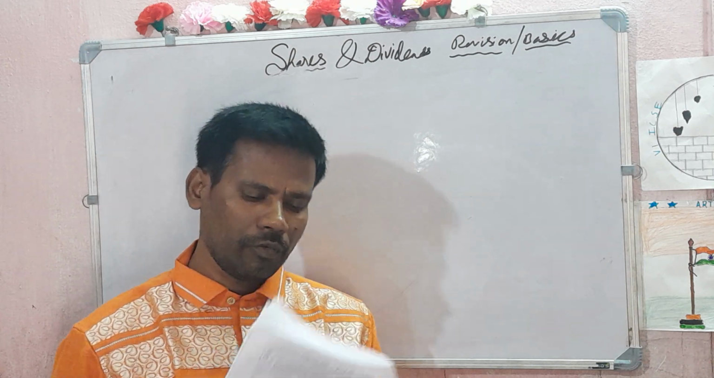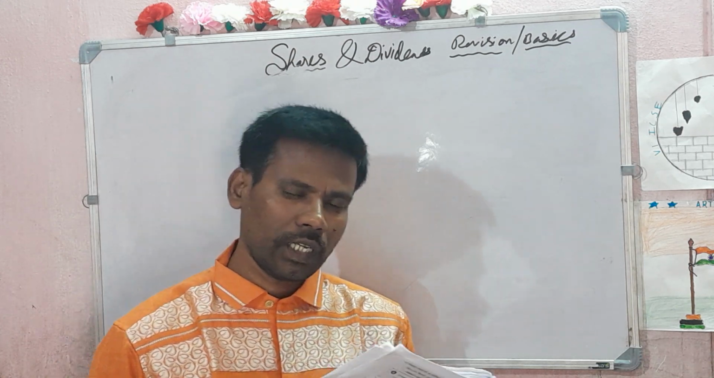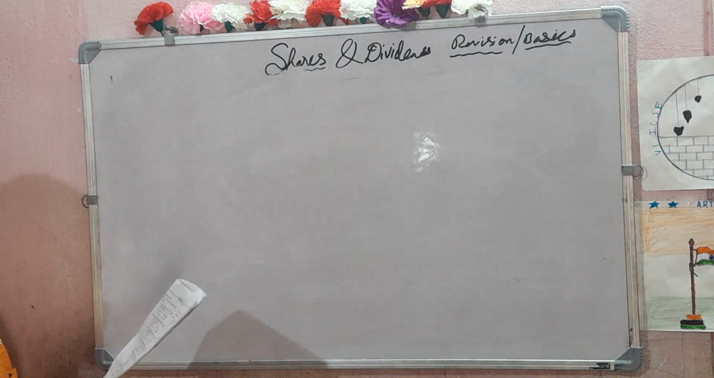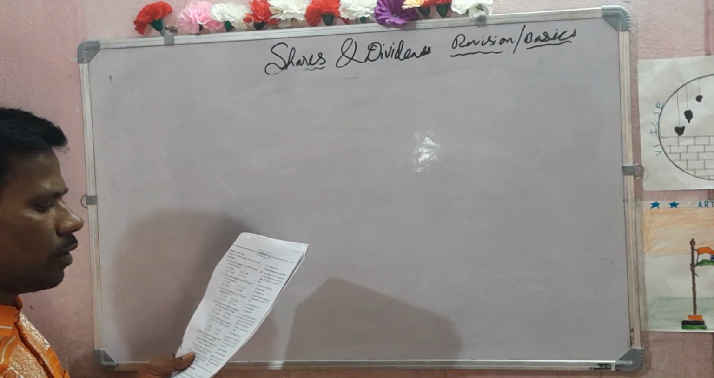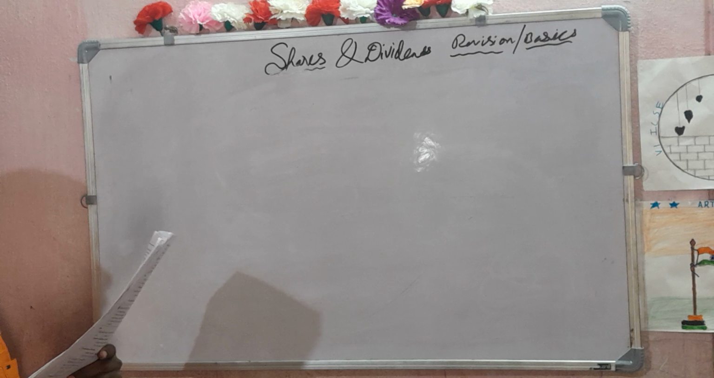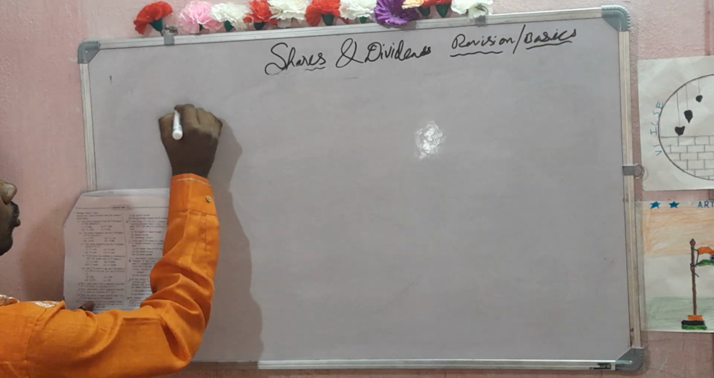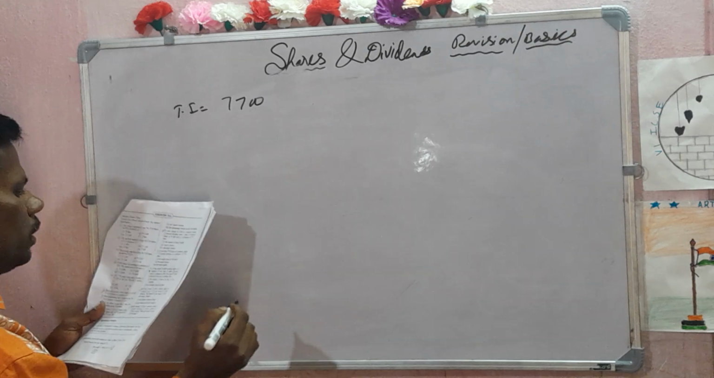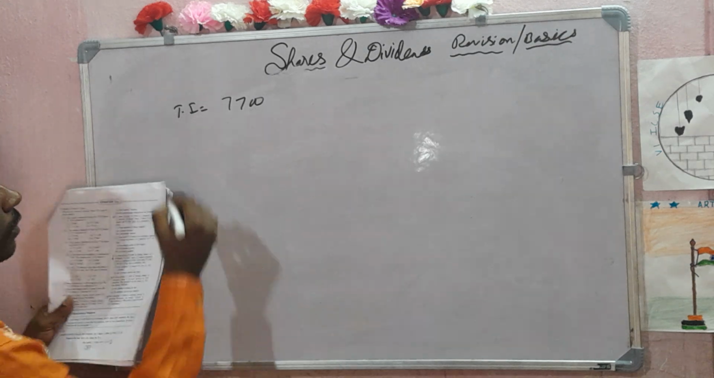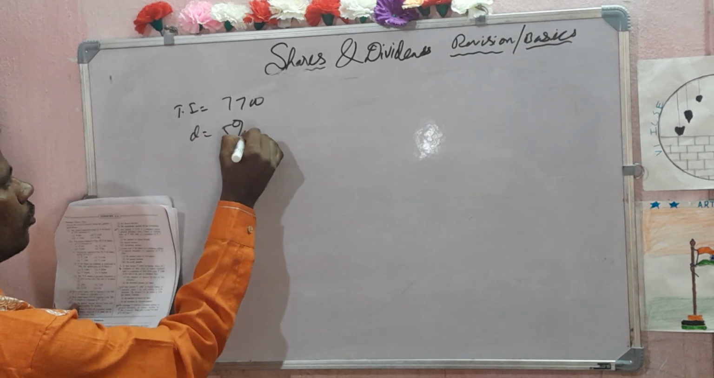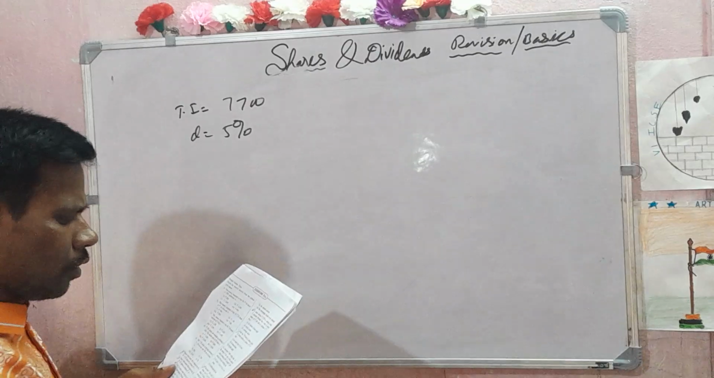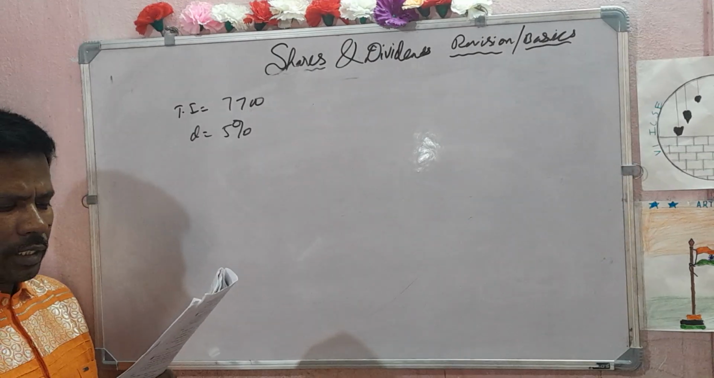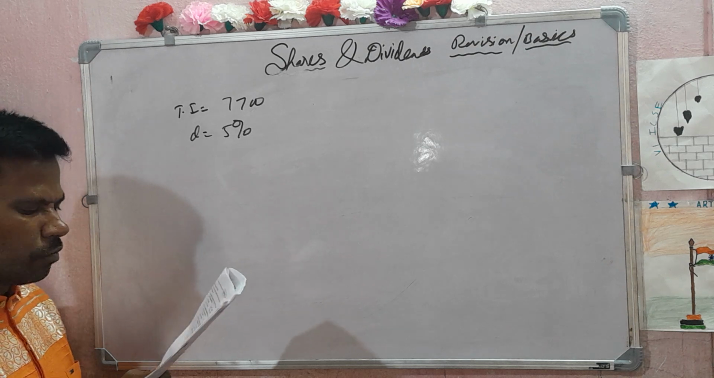Again, in this problem, write all the given conditions, then I will be reading the questions for you. A man invests means total investment. A man invests 7,700 in a company, paying 5% dividend. Total investment is 7,700. Dividend is equal to 5%. When a share of nominal value of rupees 100 sells at a premium of rupees 5.